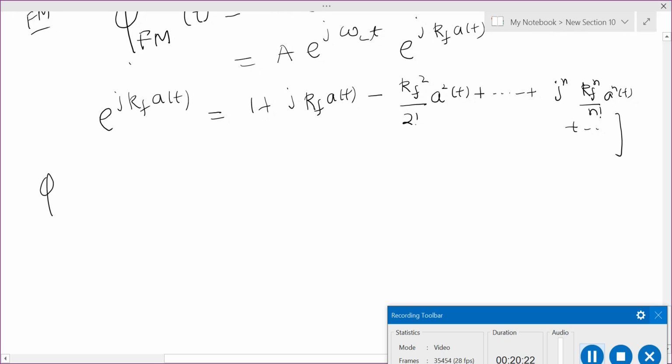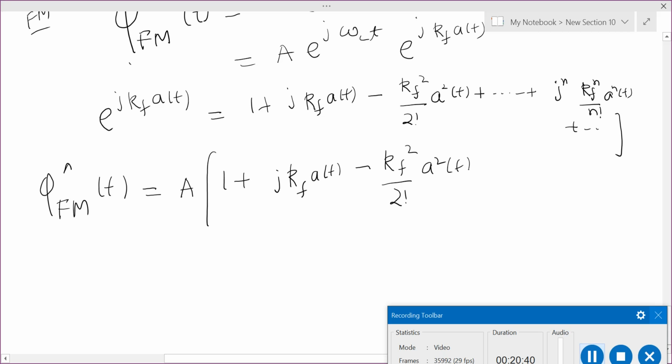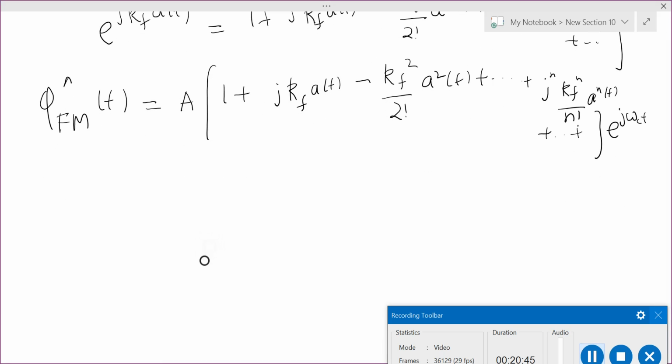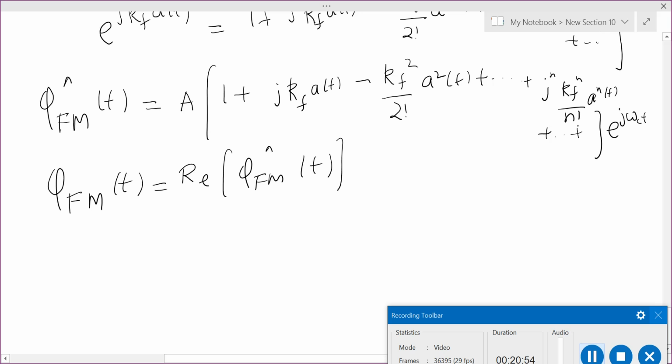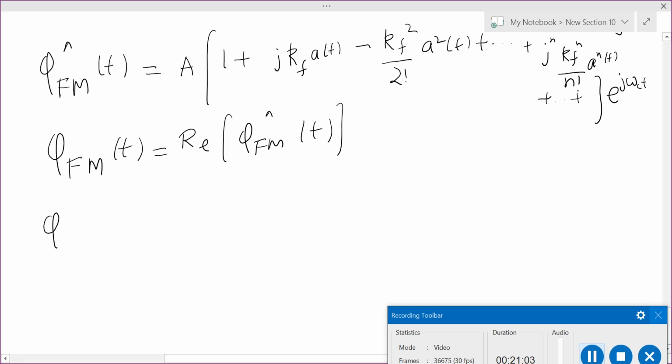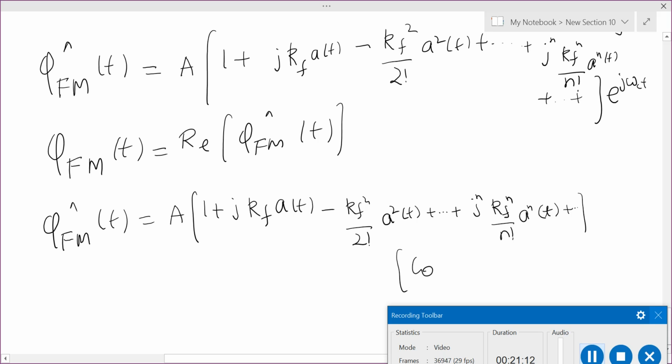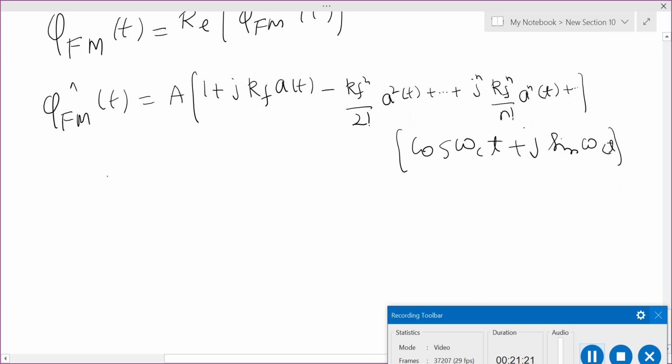Now I can write phi FM hat of t as A times this Taylor series of the exponential function, with the terms minus kf square by 2 factorial a square of t and so on, times e to the power j omega ct. Now e to the power j omega ct can be written as cos omega ct plus j sin omega ct. I will take the real part of this. I know the real part of phi hat FM is the phi FM signal. So on the right hand side, how will I combine the real part? First let me multiply this Taylor series with cos omega ct plus j sin omega ct. Now you multiply all the terms and separate the real part and imaginary part. So what will you get?